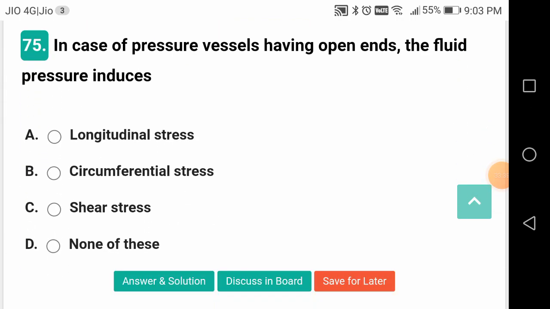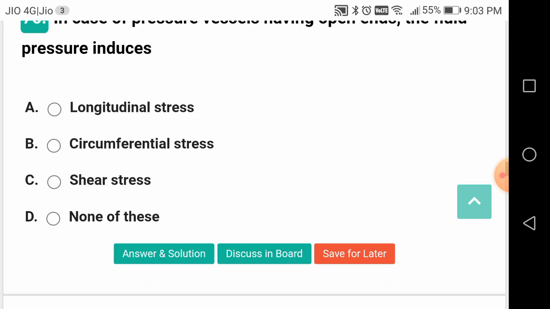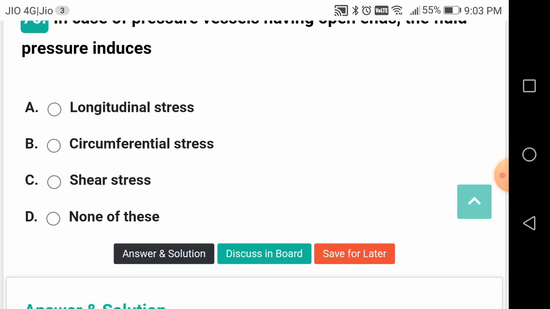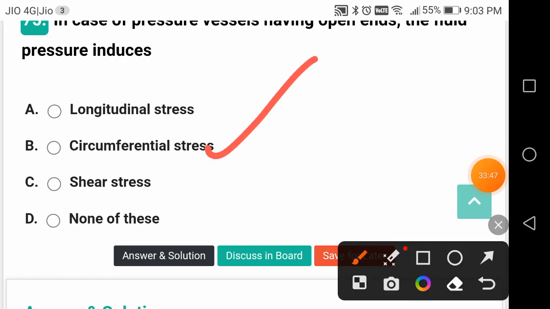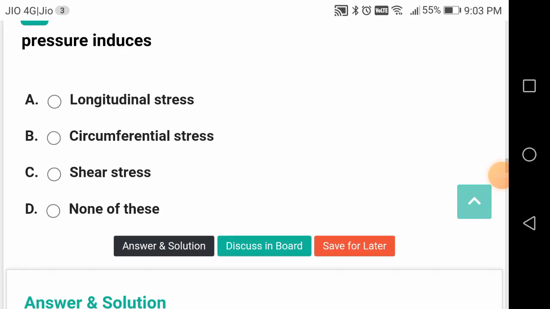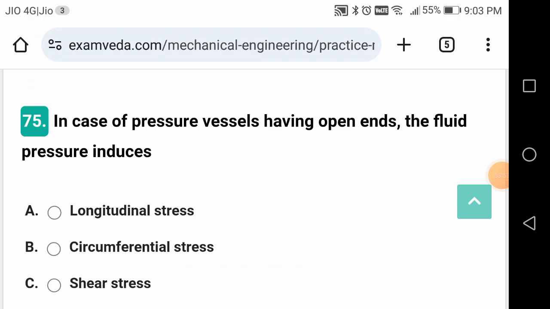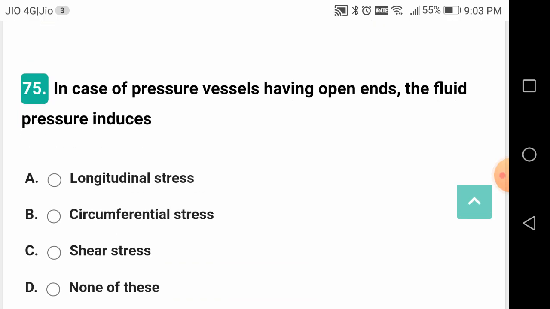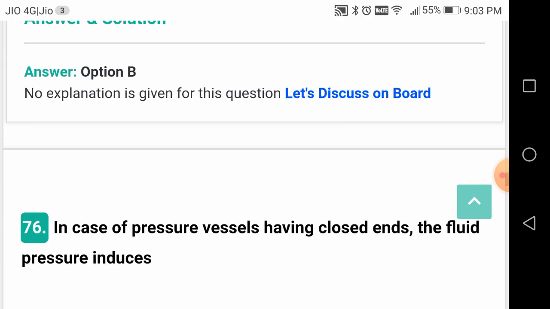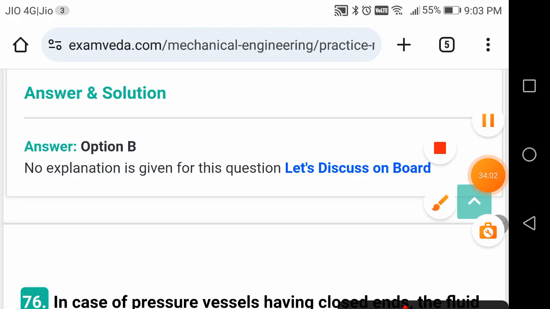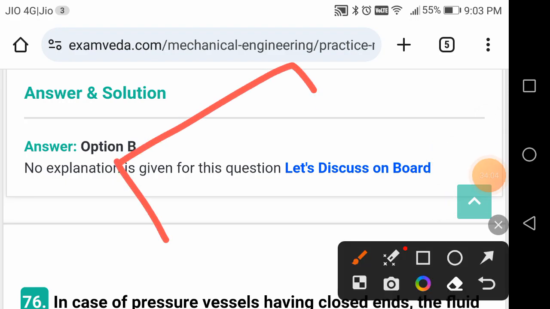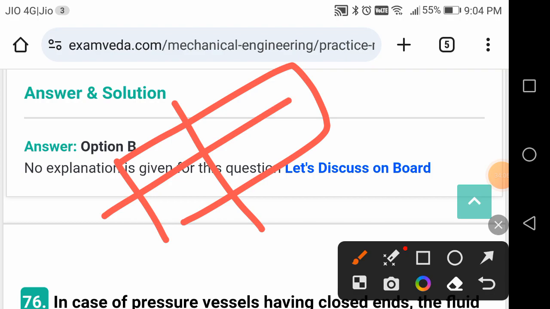In case of pressure vessels having open ends, the fluid pressure induces which stress? It is going to introduce circumferential stress. Either it should be circumferential or longitudinal. But here, with open ends, the fluid pressure induces circumferential stress. So your cylinder can fail like this. Okay, friends, let us say a cylinder like this or like this, into two halves.